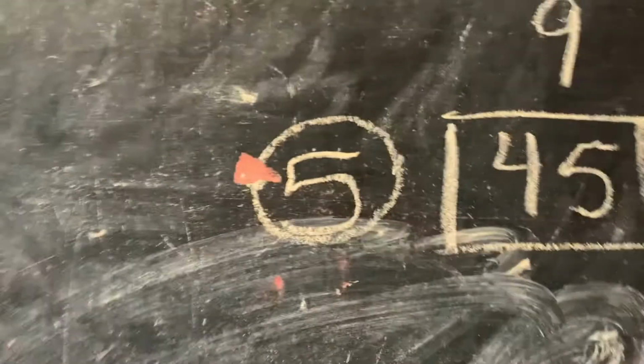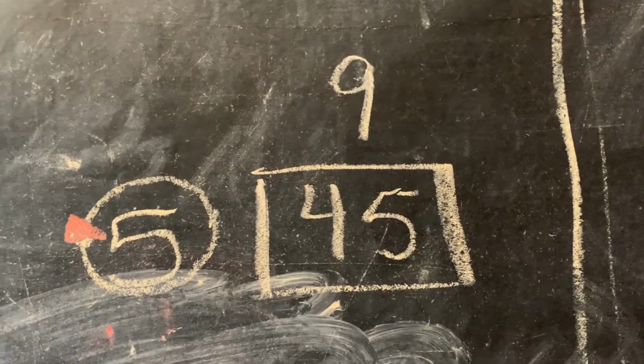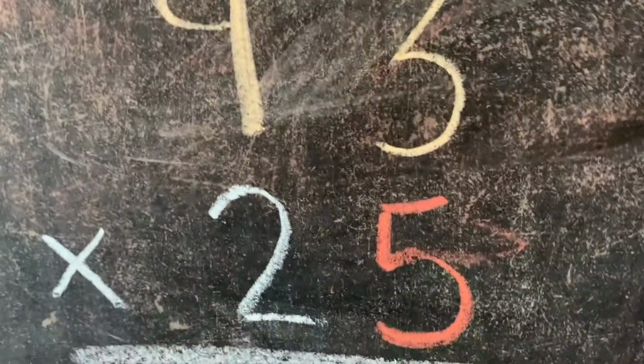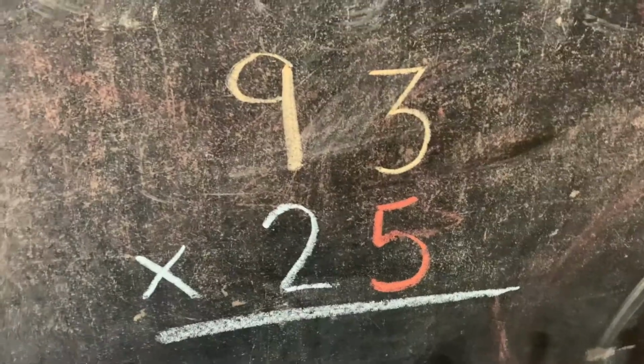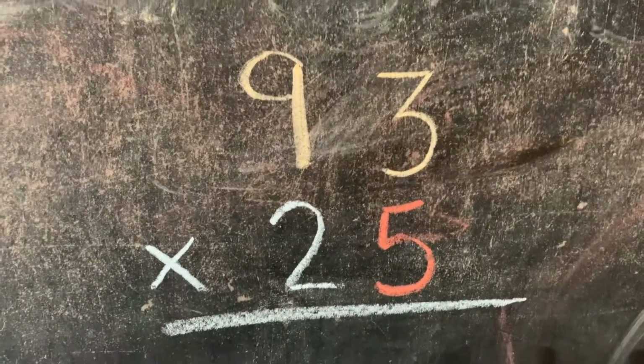Good. The other one has a 9. So I put a dot where the 9 location is. Can you give me that fact? 5 times 9 equals 45. Good. Let's use those facts in this gigantor problem. All right. Here we go. 93 times 25. Let's multiply 93 by the 5 ones first, okay?